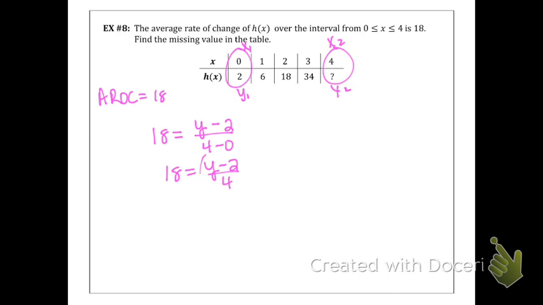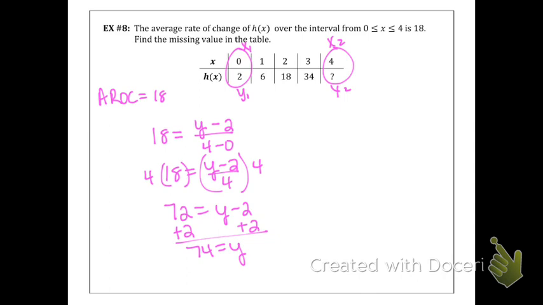We can multiply both sides by 4, or you can put the 18 over 1 and cross multiply. Either way, we end up with 72 equals y minus 2. Add the 2, and so 74 equals y. So we know then that h of 4 is equal to 74. That was our missing value.